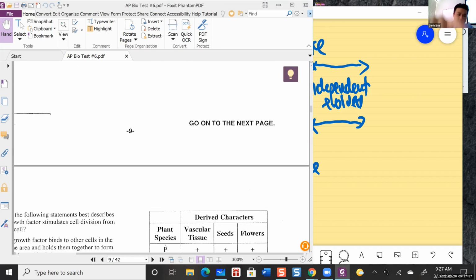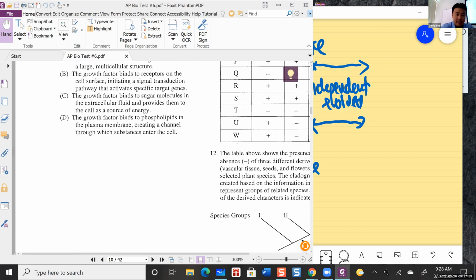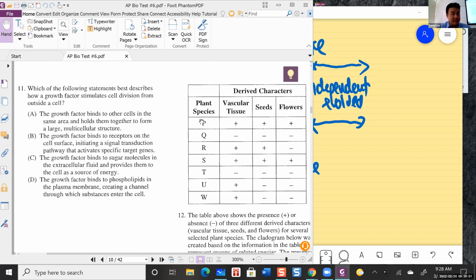All right. Let's look at the next one. Okay. Number 11. Which of the following statements best describes how a growth factor stimulates cell division? Now, growth factor is a type of hormone. It is released usually by injured cells or other parts of the endocrine gland to stimulate cell division.